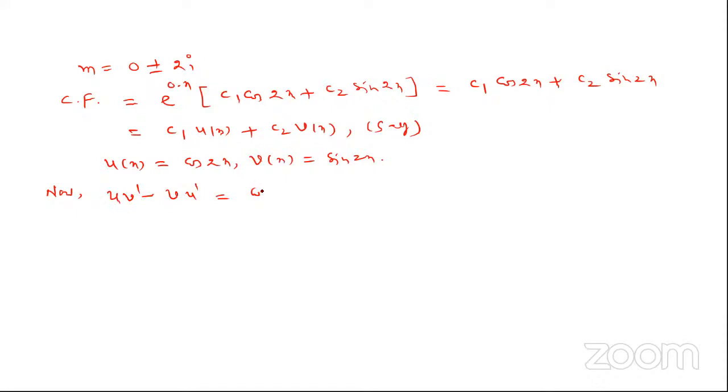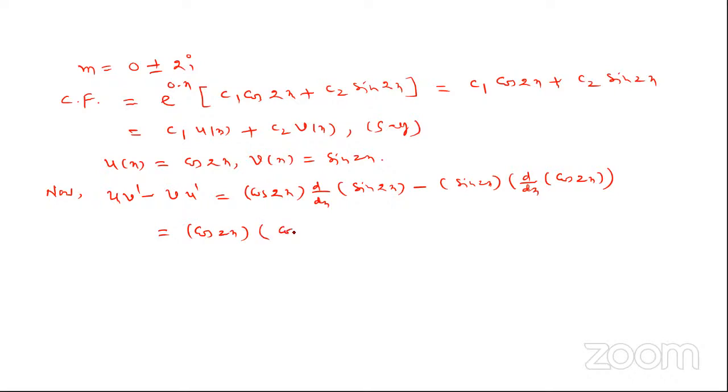So u is cos 2x, and v dash is the derivative of v, that is d by dx of sine 2x, minus v, which is sine 2x, into d by dx of u, that is d by dx of cos 2x. So this is cos 2x into d by dx of sine 2x. The derivative of sine 2x is cos 2x into the derivative of 2x, which is 2.